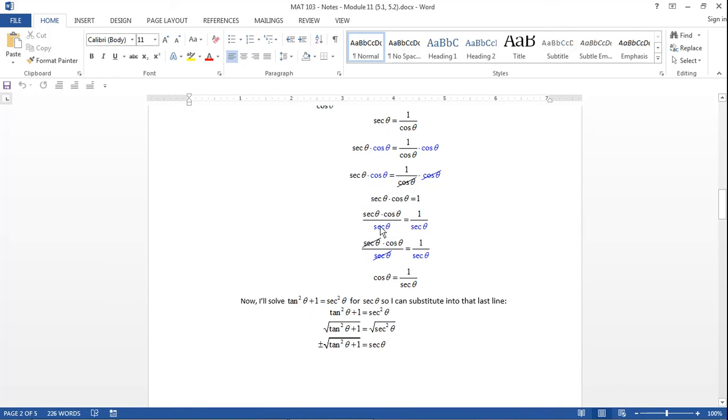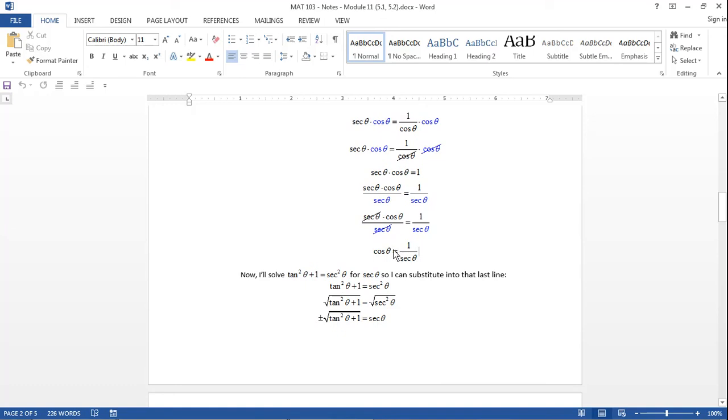And now I can divide that by secant to solve for cosine. So divide by secant, that allows me to cancel the secant on the left. On the right, I have 1 over secant. So it may look like a lot of work, but this is something that you may have just memorized earlier on. It's just a couple of algebraic operations there. Okay, so why did I do that?